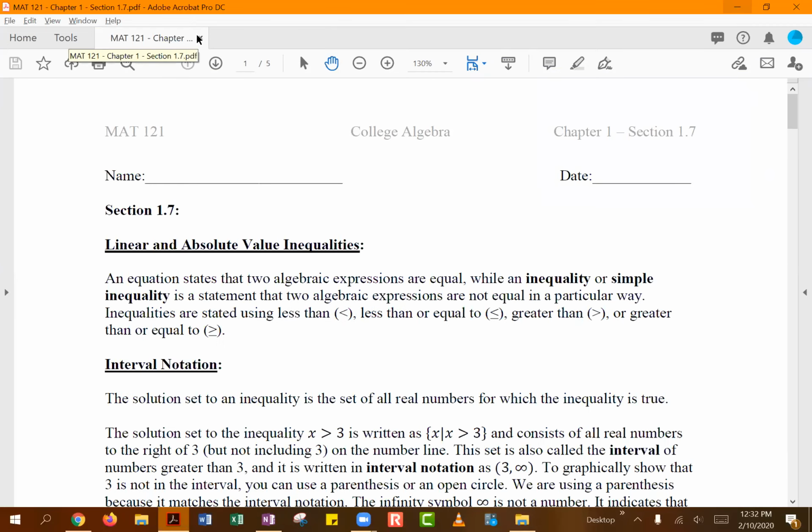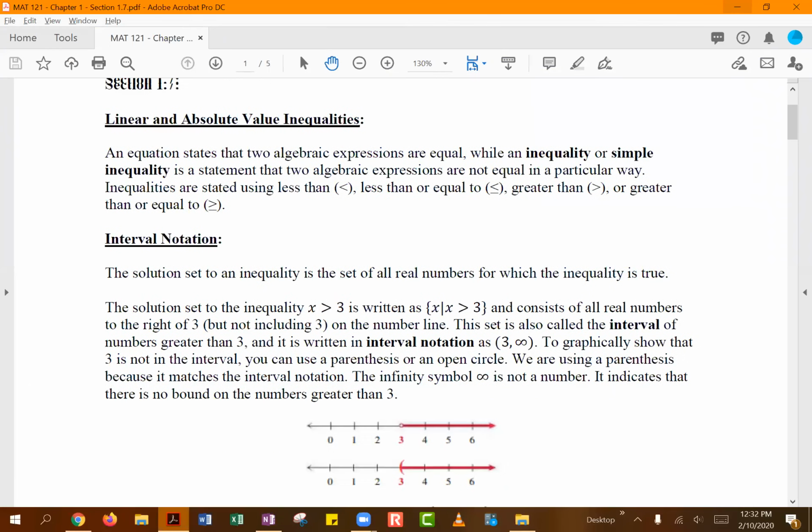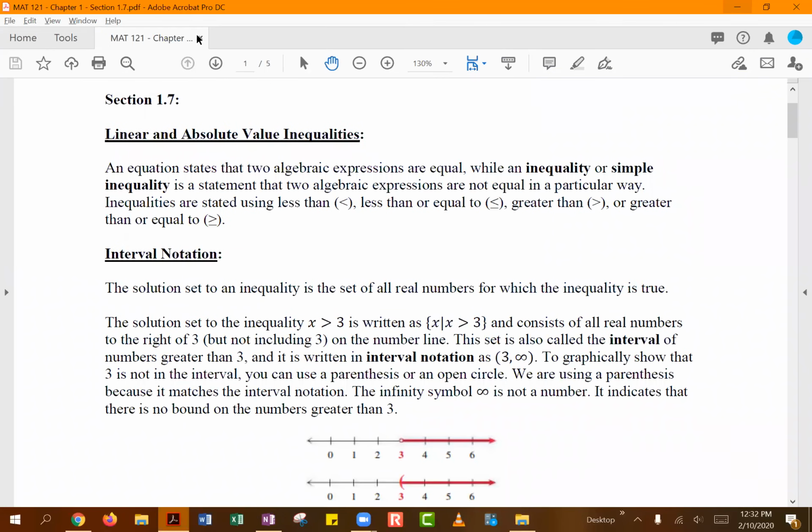Okay, no, sorry. All right, guys, let's go ahead and see how much of 1.7 we can do. If we can do it today, that would be awesome. So this one is actually getting into absolute value inequalities and linear inequalities. You know what, let me start this over.